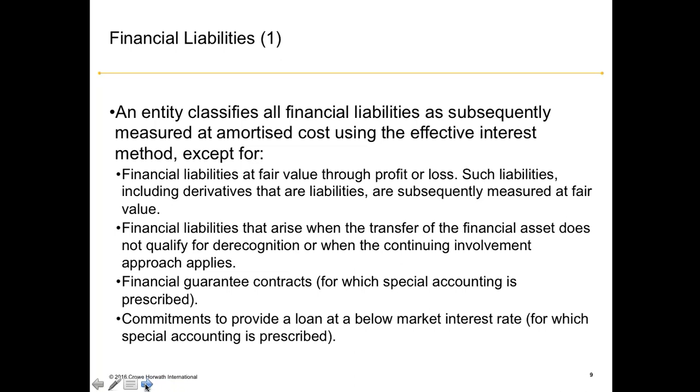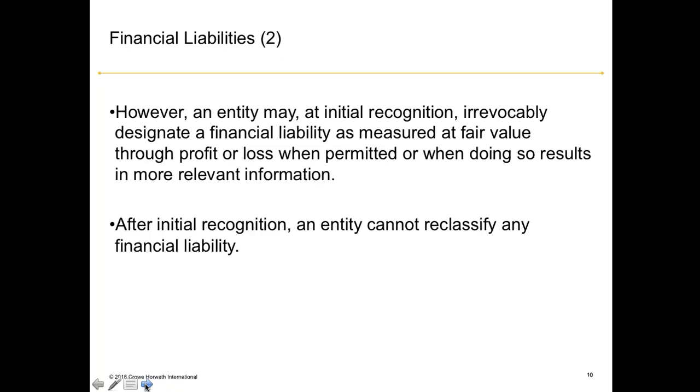Other exceptions are financial liabilities that arise when the transfer of the financial asset does not qualify for derecognition or when the continuing involvement approach applies, financial guarantee contracts for which special accounting is prescribed, and commitments to provide a loan at below market interest rate for which, again, special accounting is prescribed.